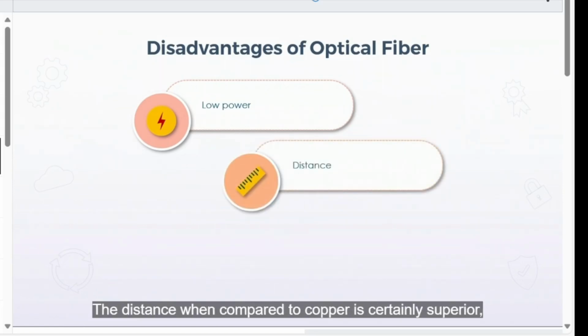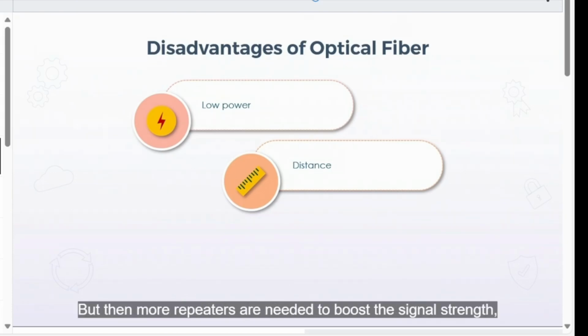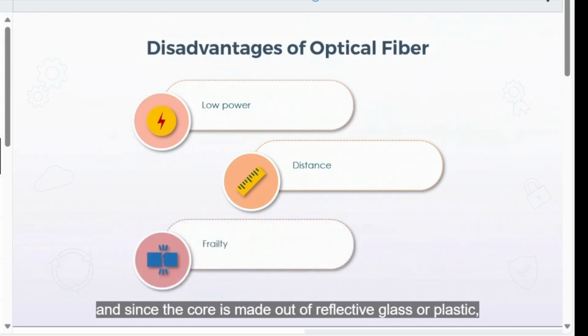The distance when compared to copper is certainly superior, but since fiber is used to cover distances measured in kilometers, if you try to push that range too far, the signal just won't be usable by the time it gets to the other end. So shorter runs are more reliable, but then more repeaters are needed to boost the signal strength. And since the core is made out of reflective glass or plastic, it is certainly more fragile than copper wire, so bends or turns need to be much more gradual.